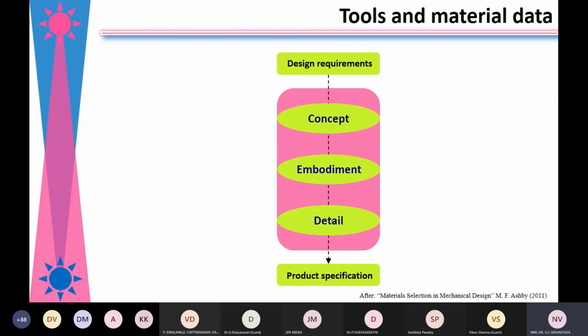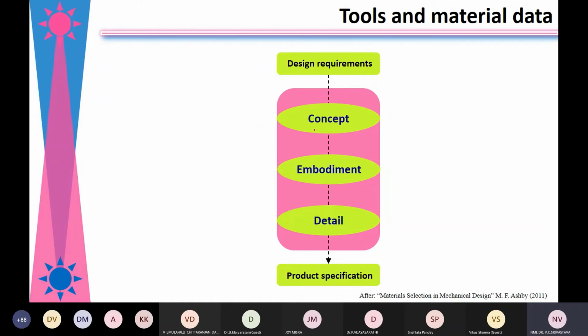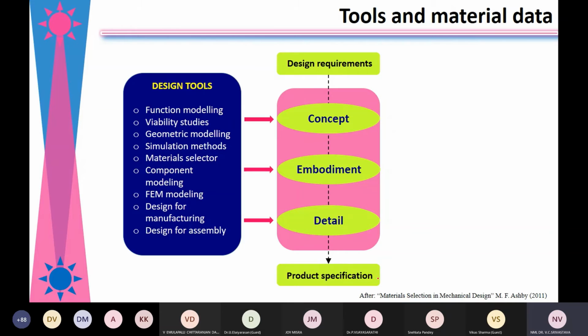So, what are the tools and material data we have? For example, design tools. Generally, when we make a design product, we know the design requirements, we have a concept, then we go for embodiment, then some details of the materials, and then product specification. I will come to how we do it. In all of this, design tools are there. Initially we make a concept of what kind of product we should have, what it should do, and all those things.